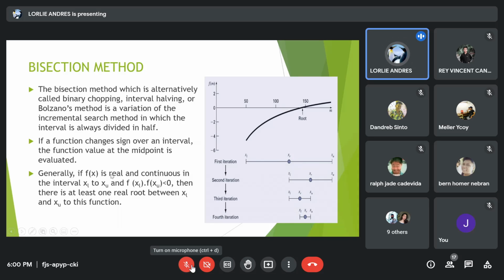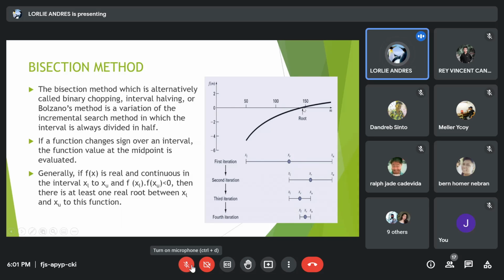Generally, if f of x is real and continuous in the interval x sub l to x sub u, and f of x sub l times f of x sub u is less than 0, then there is at least one real root between x sub l and x sub u of this function. So, for example, this is your graph.